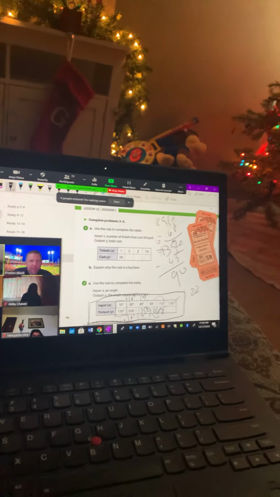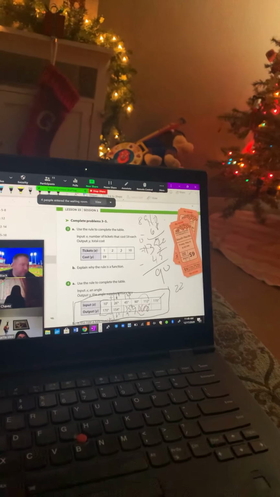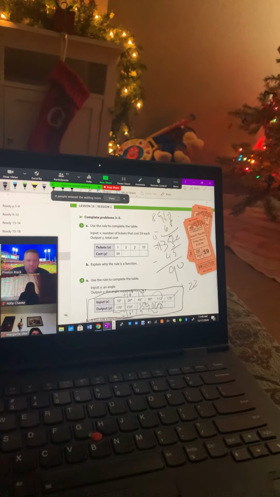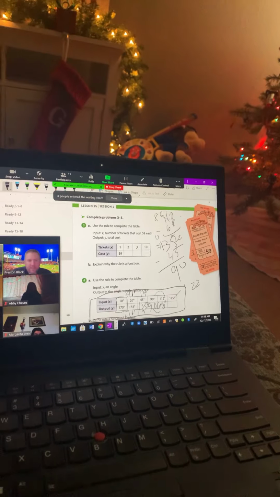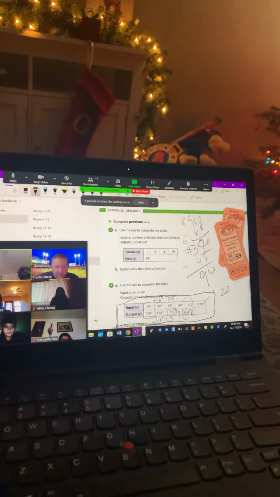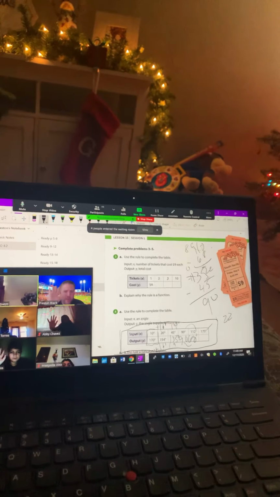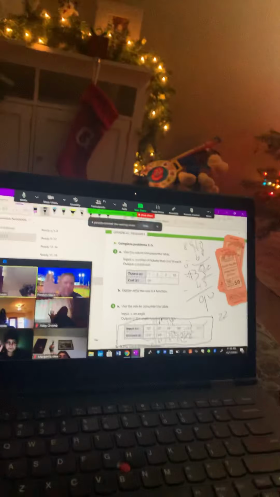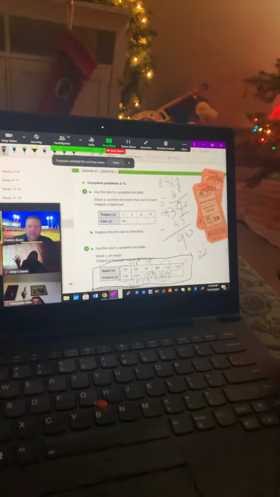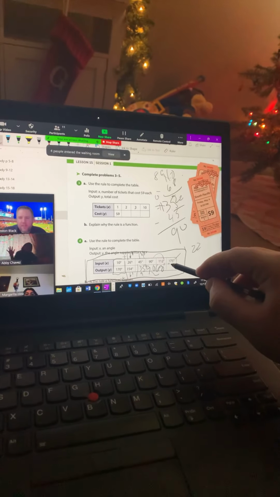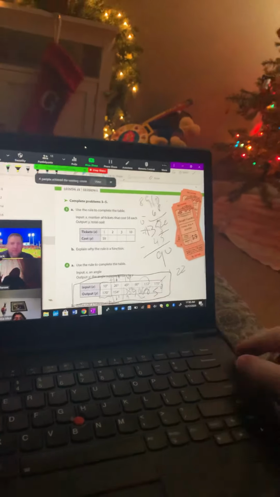And then what about the last one? Everybody should have gotten this one. What is, hold up your hand, what is the output for 175 degrees? 5. High five. I'm giving you guys all a virtual high five right now. All right, so it's 5 degrees, right?